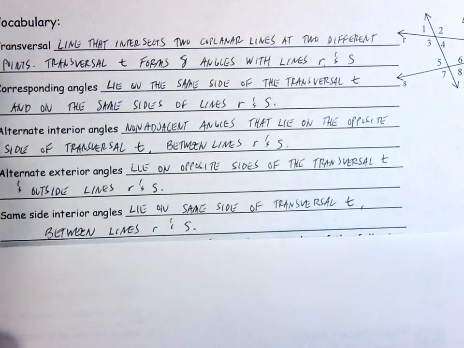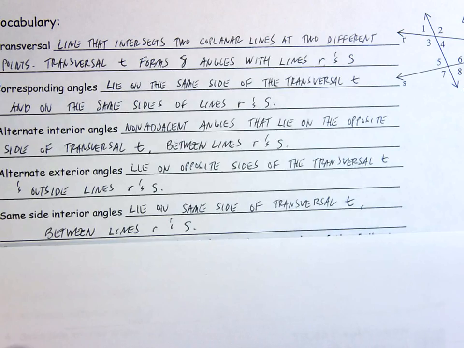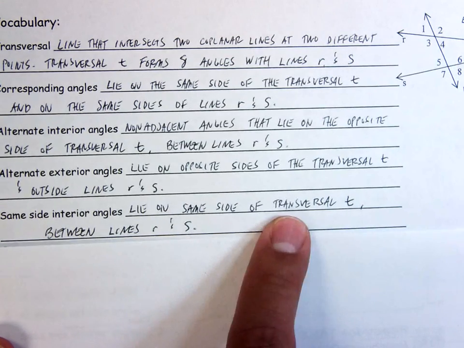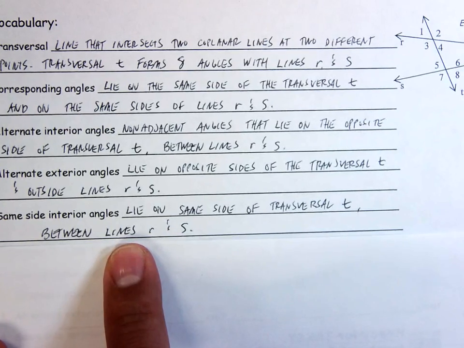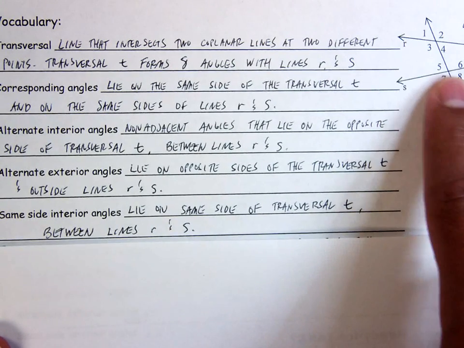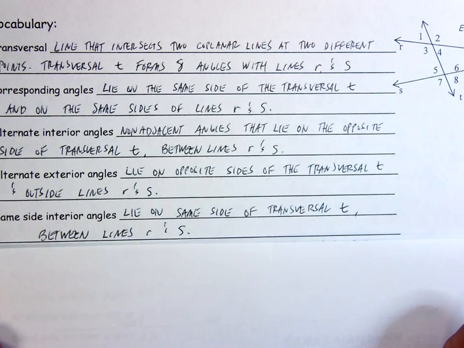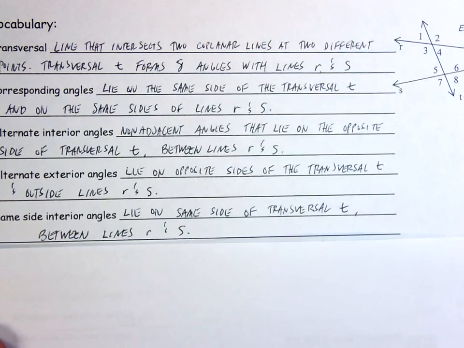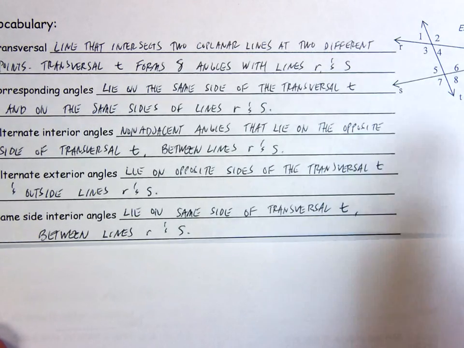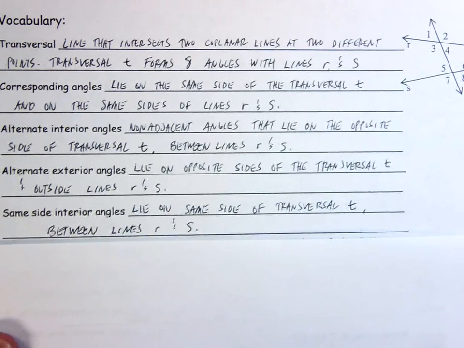The last set, same side interior, I think it's pretty self-explanatory. They lie on the same side of the transversal T between lines R and S. So for example, angle 4 and angle 6. They are on the same side of transversal T, and they are on the interior, on the inside of lines R and S. The same thing with angle 3 and angle 5. Those are examples of same side interior angles.